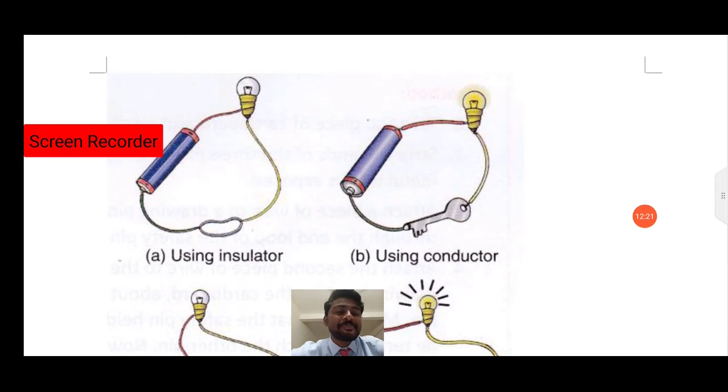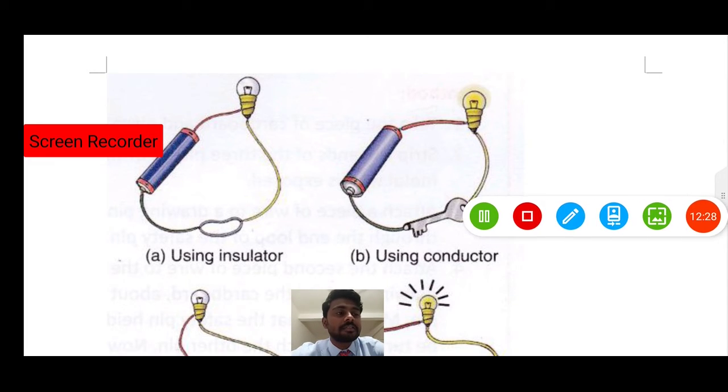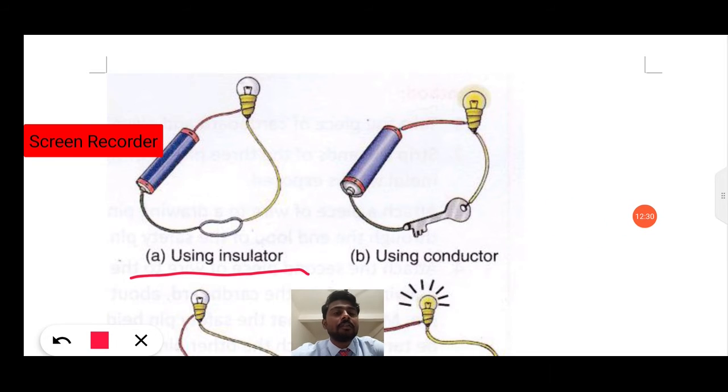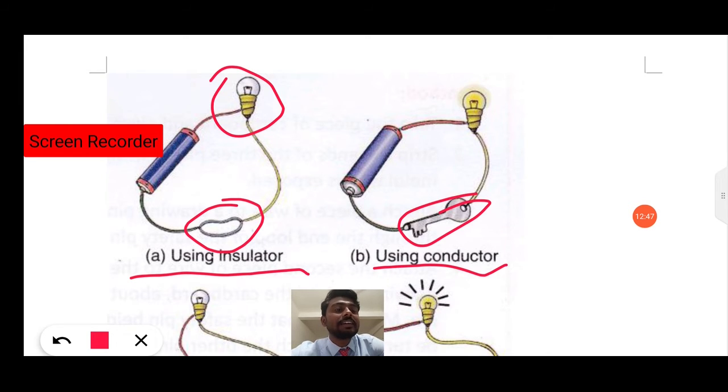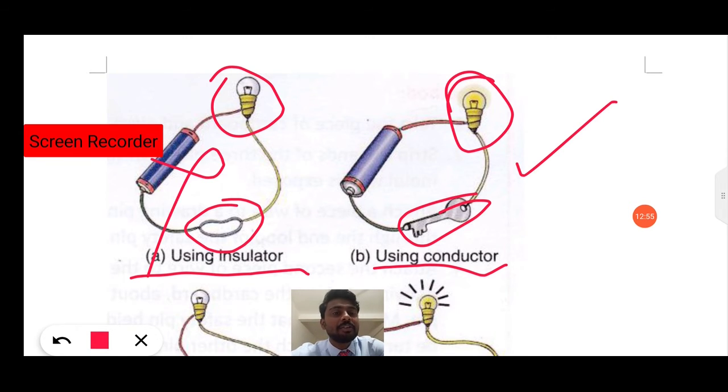See students, one picture is there in front of you. See the first picture. When we use an insulator in the circuit, it does not conduct the electricity, so the bulb will not glow. But when you use a conductor, like the key, it is a good conductor, at that time the bulb will glow. But this time the bulb will not glow.